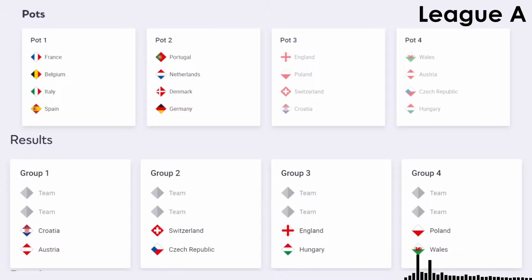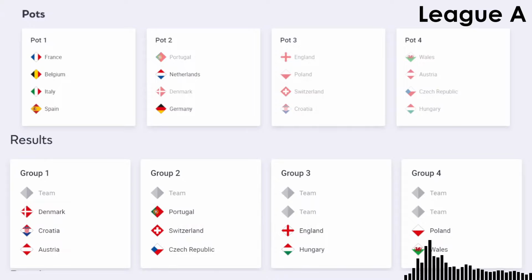So moving on to Pot 2: Portugal, Netherlands, Denmark and Germany. Denmark on Group 1, with Croatia and Austria. Portugal on Group 2 with Switzerland and Czech Republic. It's an easy group for Portugal. I think they can qualify easily from Group 2, though Switzerland and Czech Republic have a good team.